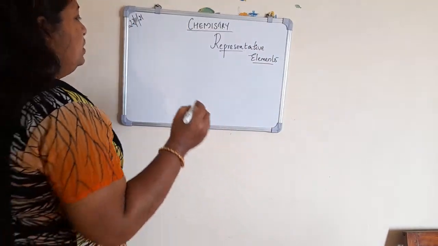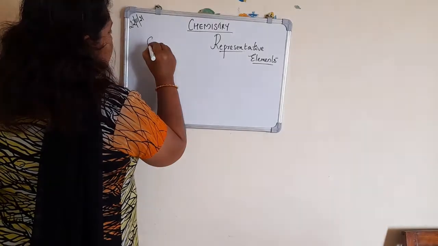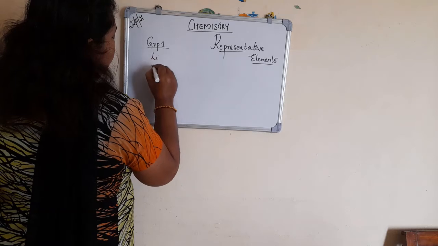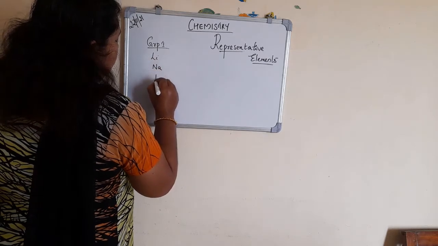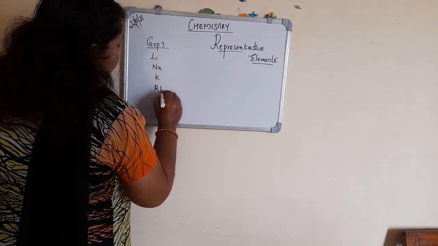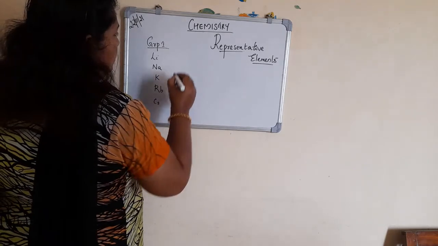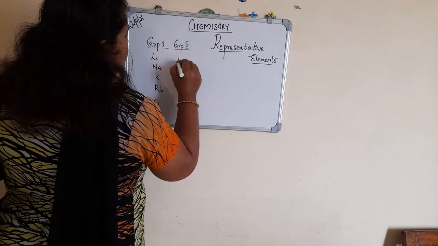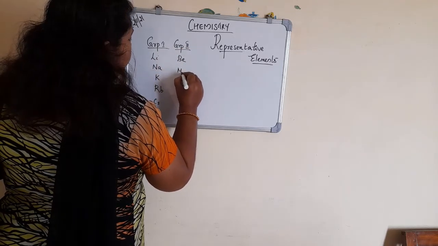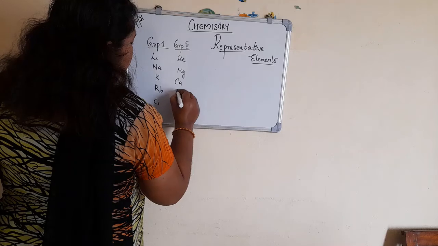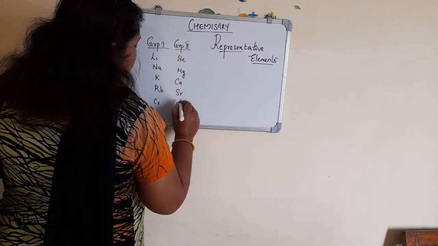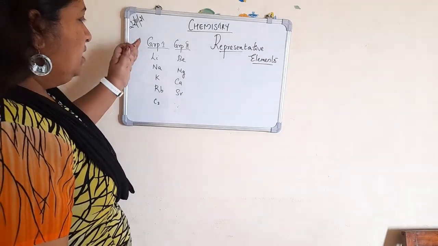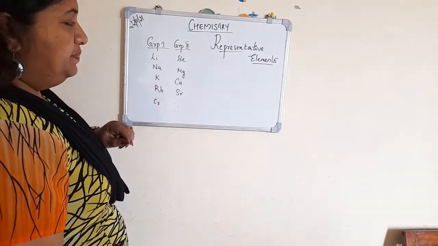you know about how the group 1 elements are. See, I am writing the group 1 elements. Okay, lithium, sodium, potassium, rubidium and cesium. And group 2, beryllium, magnesium, calcium, strontium, etc. So, these are the group 1 and group 2 elements.